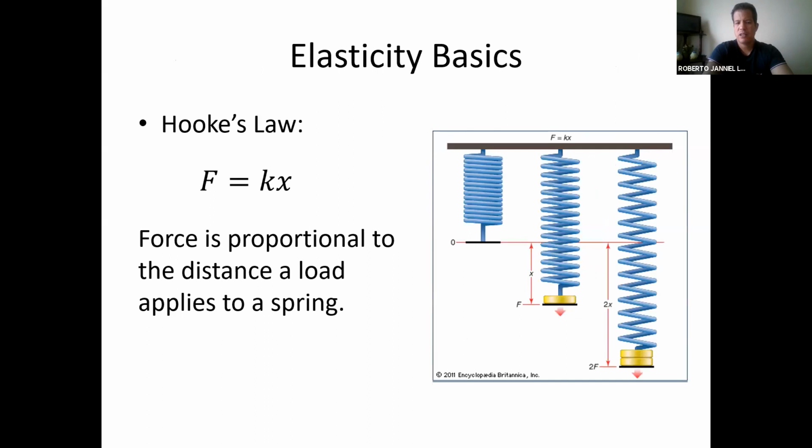So again, you're going to have Hooke's law, which says that the force is proportional to the distance a load applies to a spring, right? So I have my spring and I start to pull it, and I pull it more, at a certain distance X. There is going to be a force made by the spring that's opposing me pulling the spring, and it's going to be higher the larger the deformation is. It's basically going to oppose it. It's directly proportional to it, right?